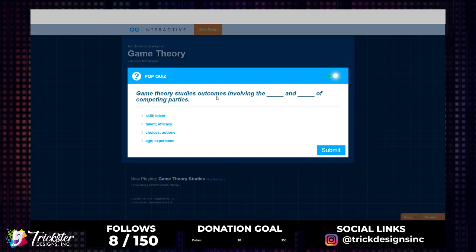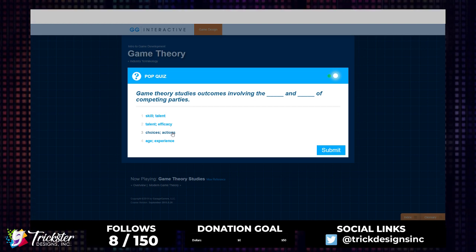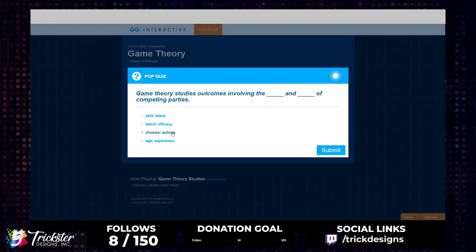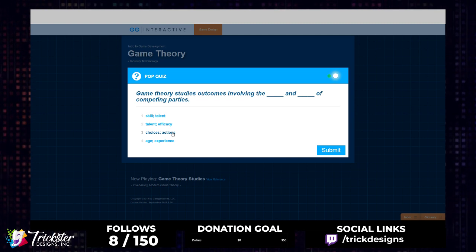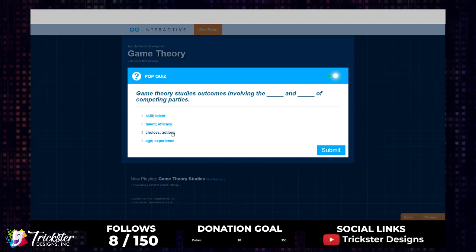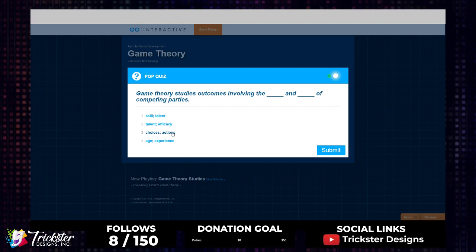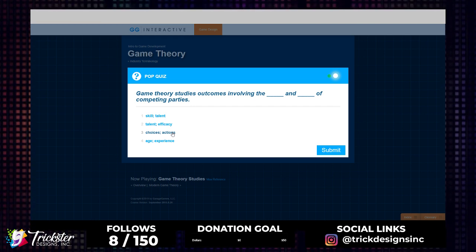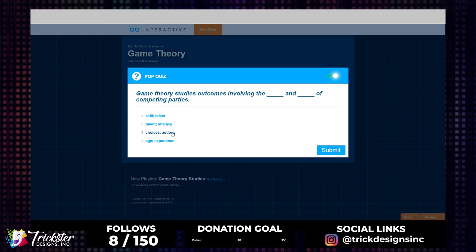Game theory studies outcomes involving the choice and actions of competing parties. It's not always competing parties, though. You can have competing parties. You can have cooperating parties against a competing AI. Or it could just be a set of obstacles to overcome without there necessarily being an antagonist. I could be wrong. You guys are welcome to discuss.